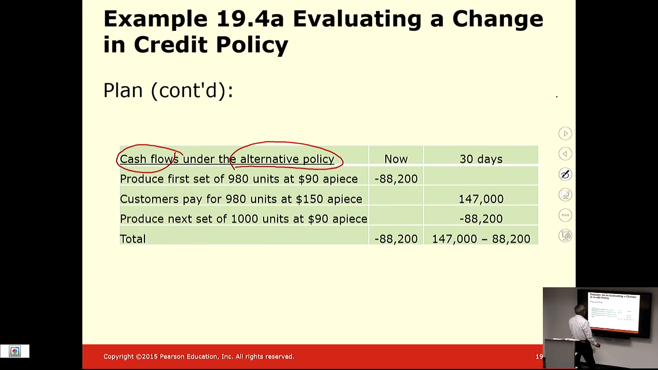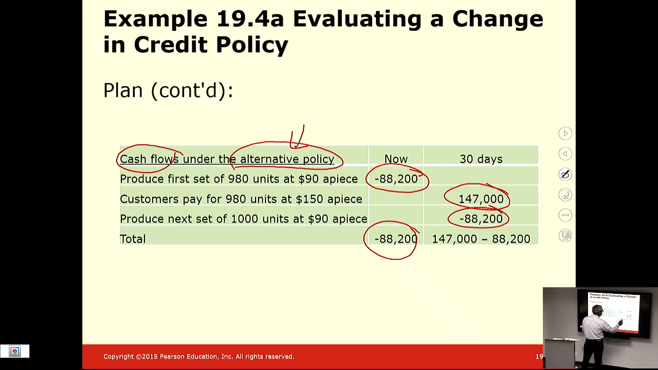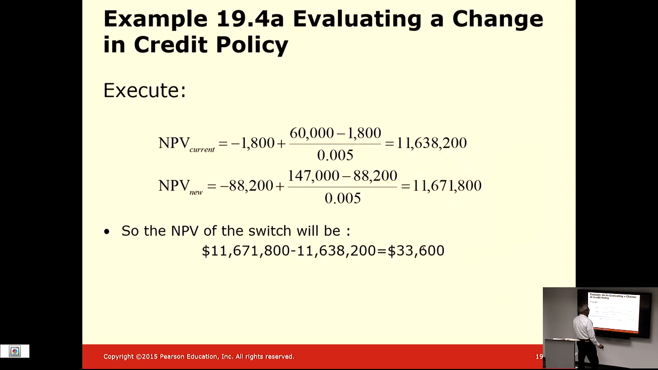Then I look at the new policy, the alternative policy. This is how much it is costing me to produce the good. This is how much customers are giving me, and this is the production for the next 1,000 units. So my net cash flow in time 0 is this much. 30 days from today, my cash flow is this much.